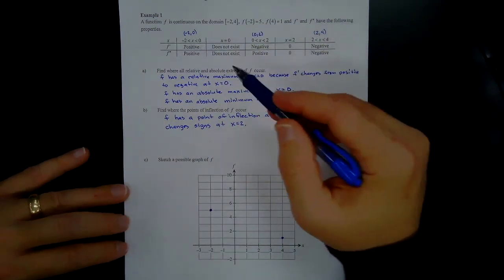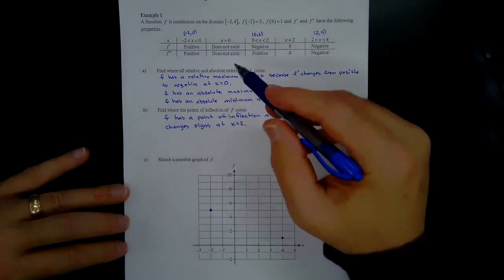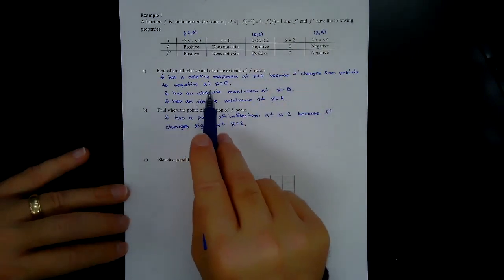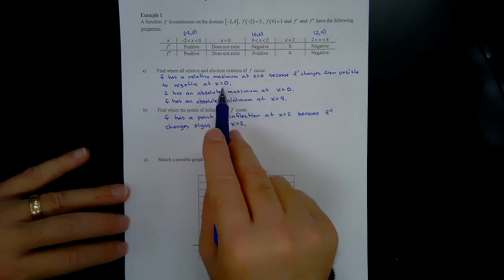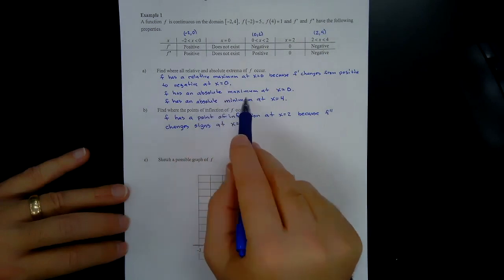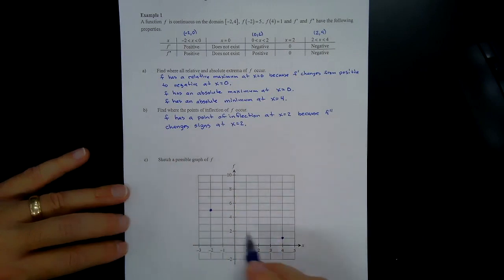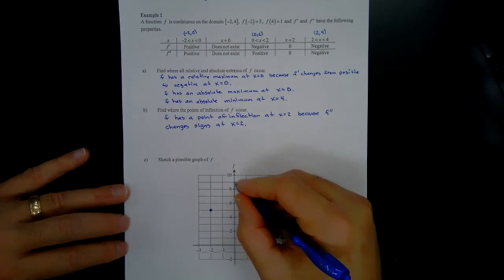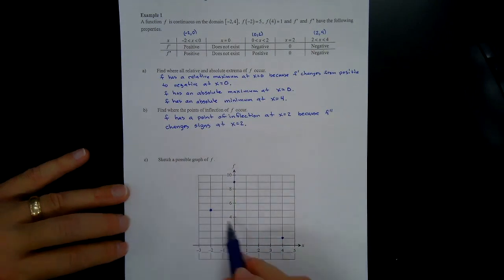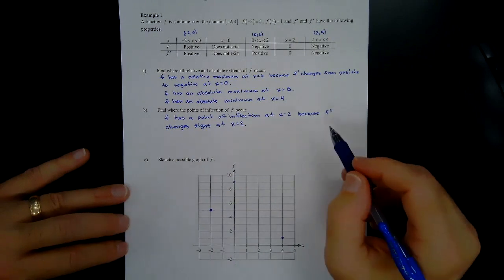So we know at x equals 0, we have a relative maximum, and it's also the absolute maximum. So at x equals 0, we got to draw a point that's higher than all the others, okay? So let's draw it way up here. It just has to be higher than these two, okay? That's all that has to happen, okay?